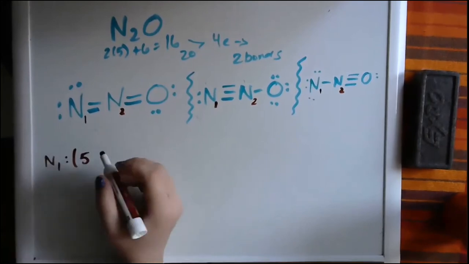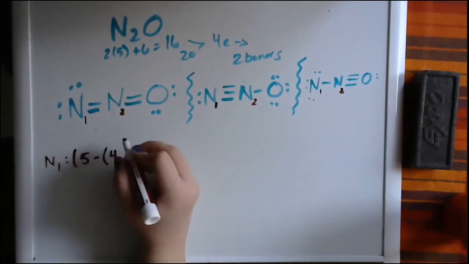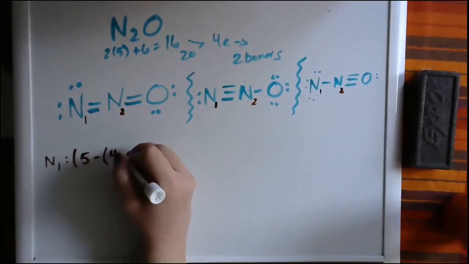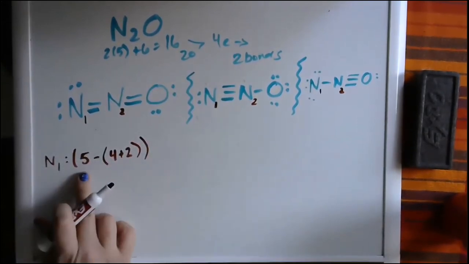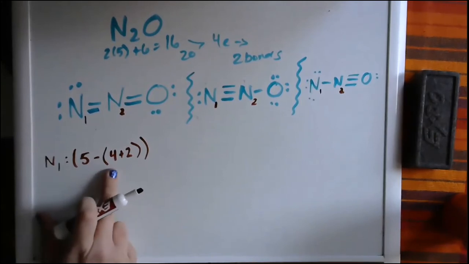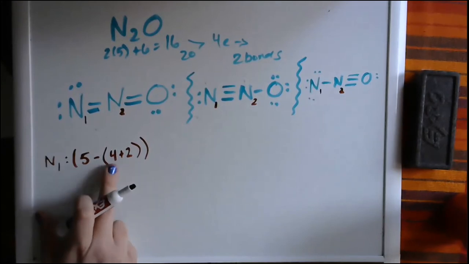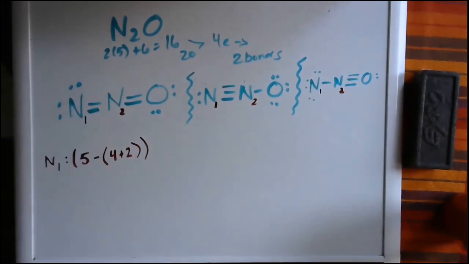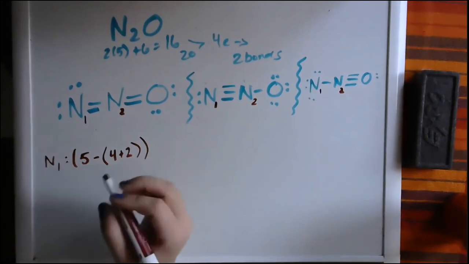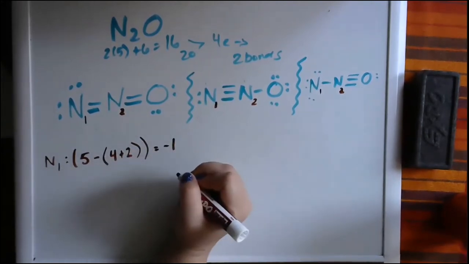I have 5 minus 4 plus 2. So that's my 5 valence minus 4 bonding electrons plus 4 non-bonding electrons plus 2 bonding electrons, which is the 4 electrons that are in this bond divided by 2. So that equals 5 minus 6, negative 1.